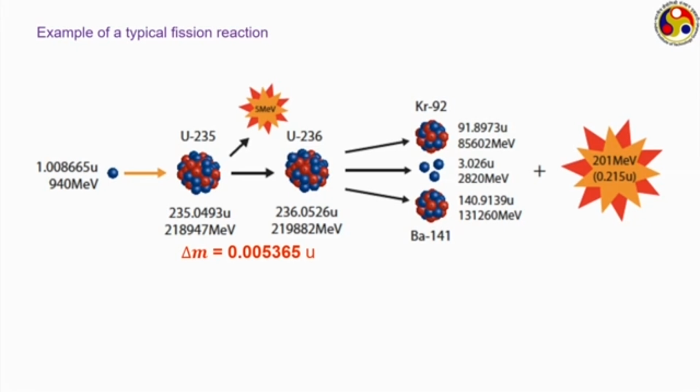You can calculate this number just by seeing the AMU values that are present beside each of these nuclei. Like for the neutron it is 1.008665, whereas for the U-235 it is 235.0493, and in the same way we can calculate for the others. So, this mass defect of 0.005 AMU during the first stage of the reaction corresponds to approximately 5 MeV of energy. So, 5 MeV of energy will be released during the first stage.